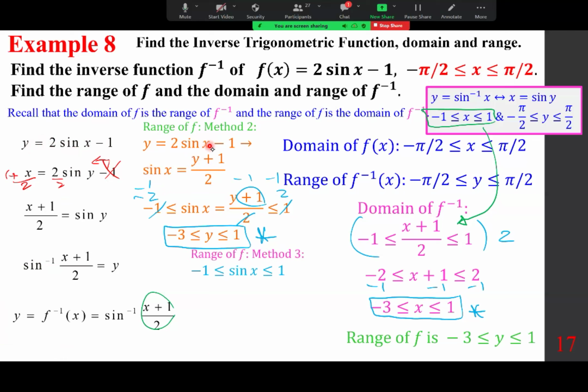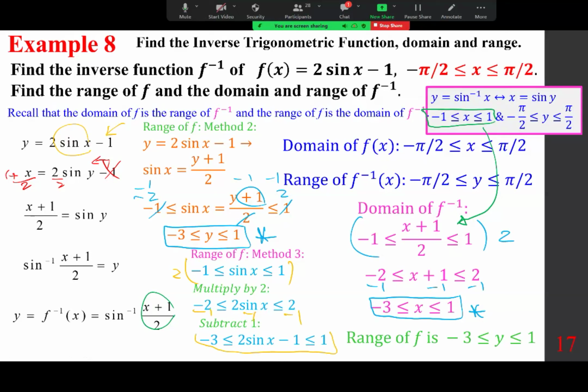All right. Here's the third method. We know sine is between negative 1 and 1. Let's make it look like this. Multiply it by 2. So multiply this one by 2, this one by 2, this one by 2. Multiply everything by 2. So far we got 2 sine x. How do you get negative 1? Subtract 1 from everywhere. And you say 2 sine x minus 1. 1, 2, 3. They are all identical. Three different methods. Okay, everybody?